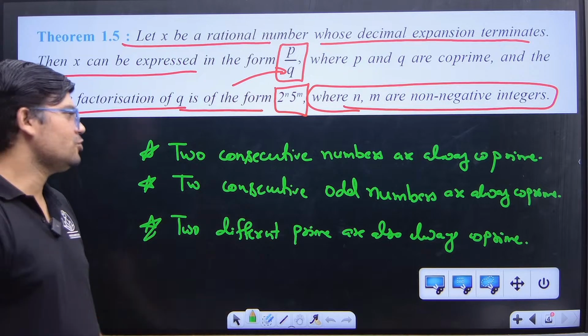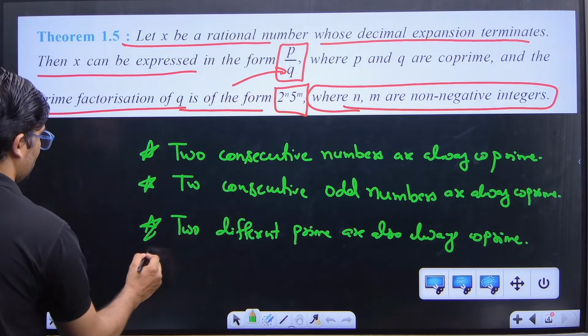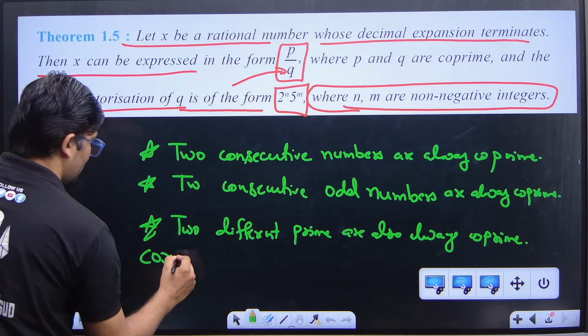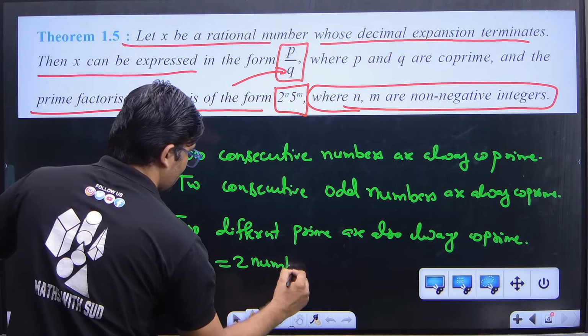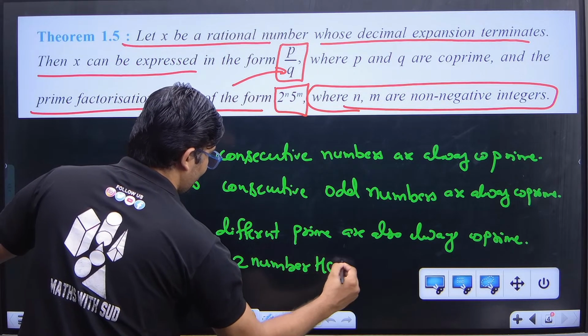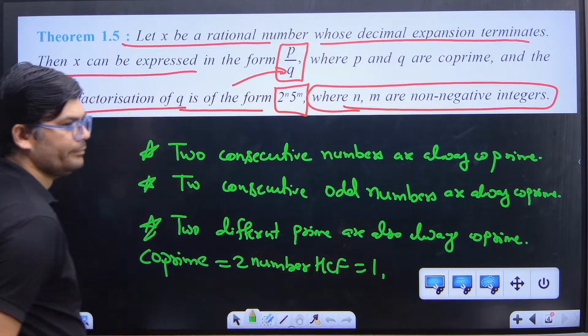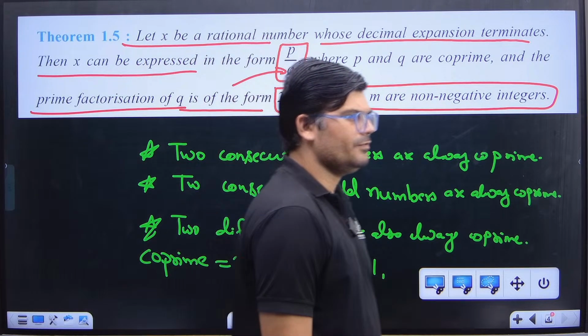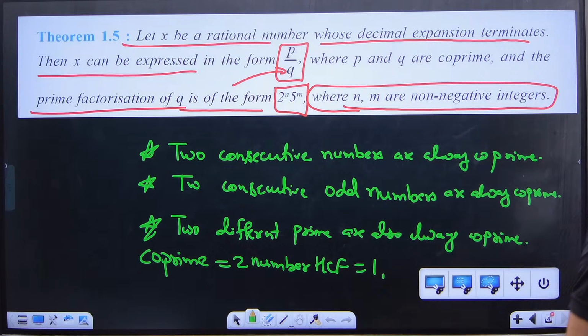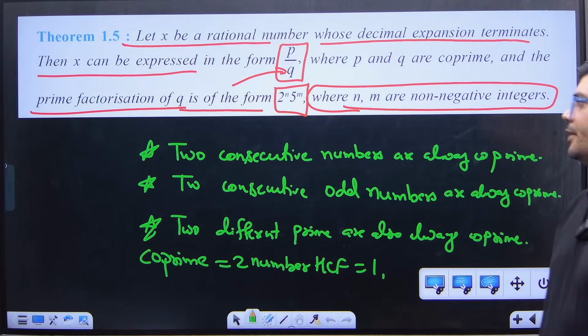Co-prime means the highest common factor should be 1. Are you getting it? Yes, sir. Co-prime means two numbers whose HCF is 1. Two numbers whose HCF is 1, we say that they are co-prime numbers.